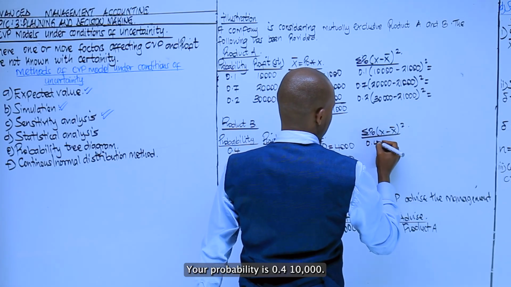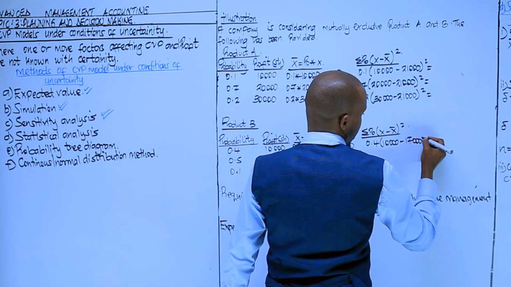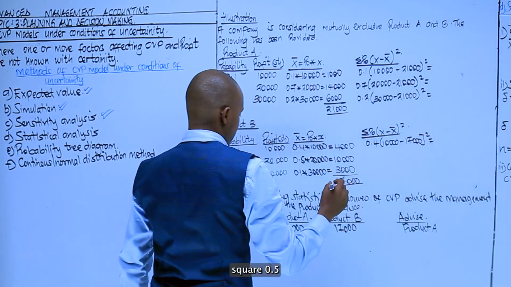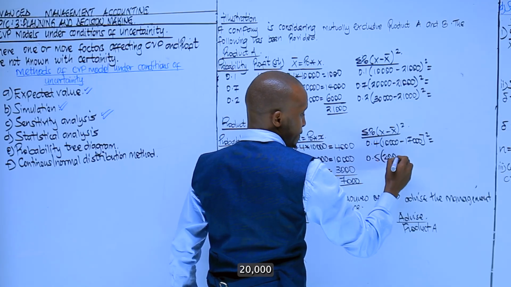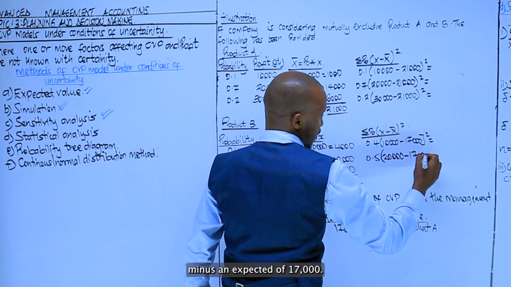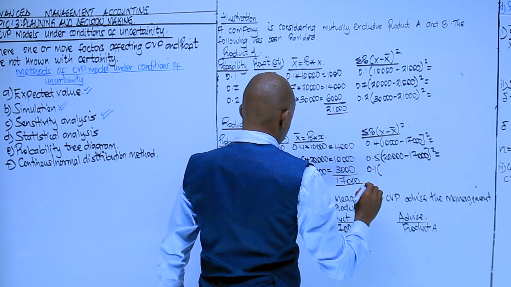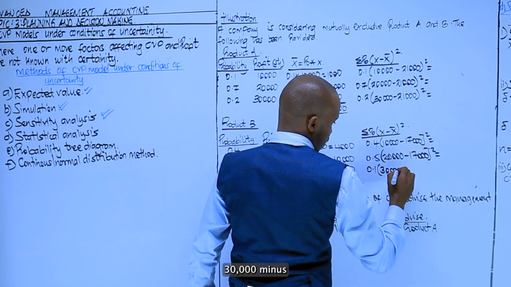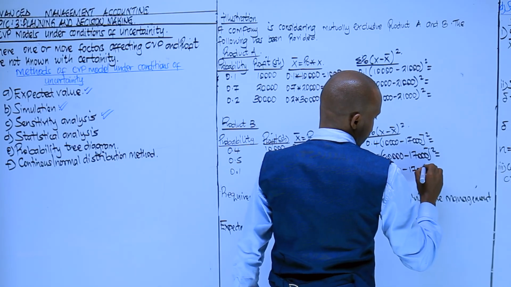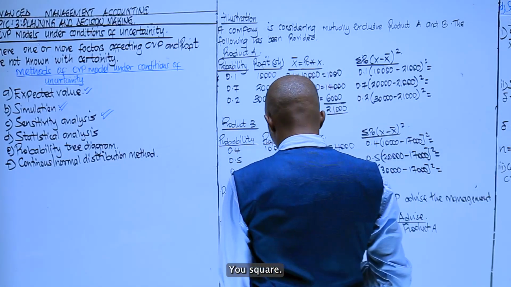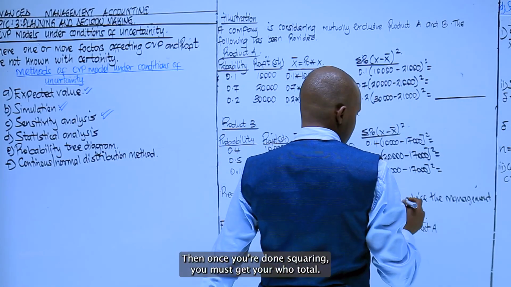For product B, your probability is 0.4, 10,000 minus the expected of 17,000, squared. 0.5, 20,000 minus the expected of 17,000, but remember to square. 0.1, 30,000 minus the expected of 17,000, and you square that. Once you're done squaring, you must get your total.